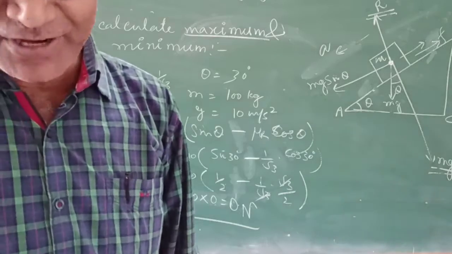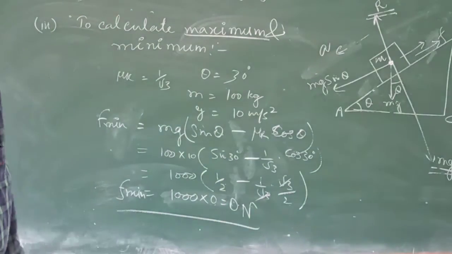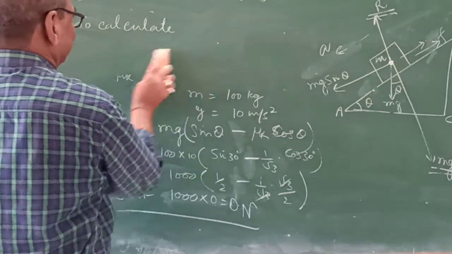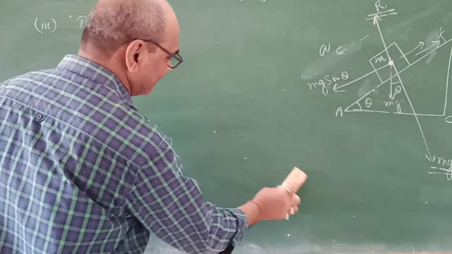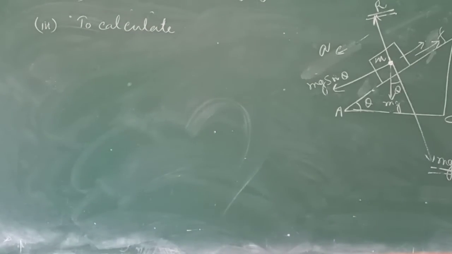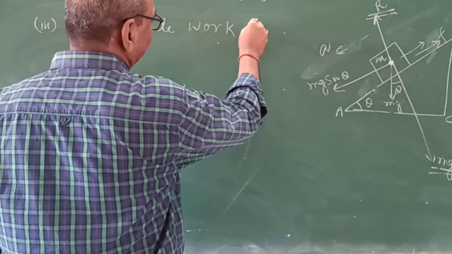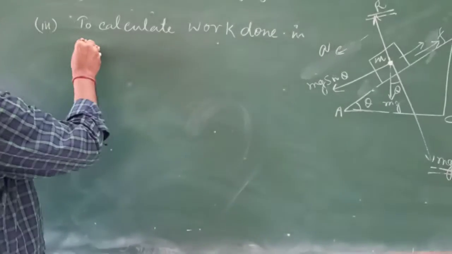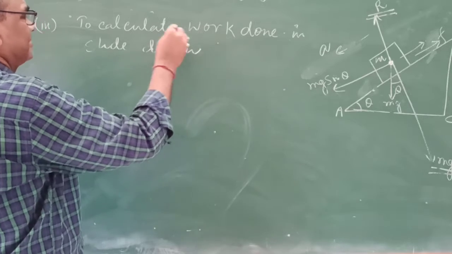Now how much work is done? How can you calculate the work done? You calculate the work done in moving the body in the upward direction or in the downward direction. Are you able to understand? Any doubt? Then you can ask me. To calculate work done in slide down on an inclined plane. Work done in slide down on an inclined plane.